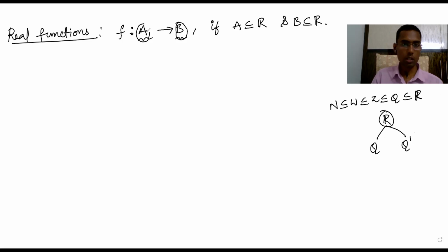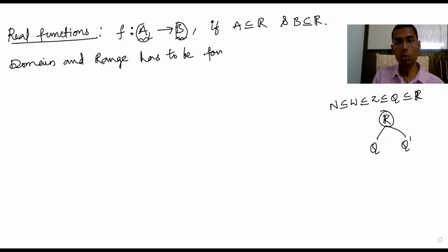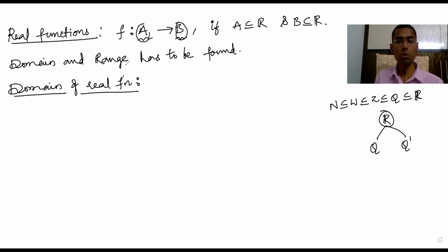Okay, in real functions, the codomain they will give, but the domain and range will not be given. Domain and range have to be found. They won't give what the domain and range are; that we need to find. Okay, for real functions, what is the domain? Generally, what is the definition of the domain of a real function? This domain we need to find. They won't give it.